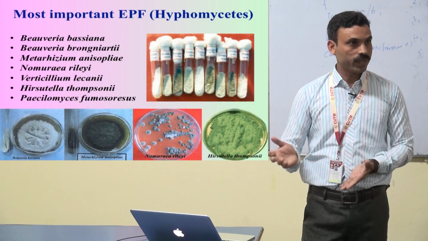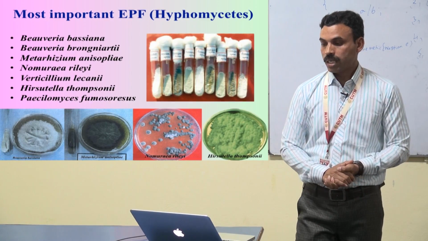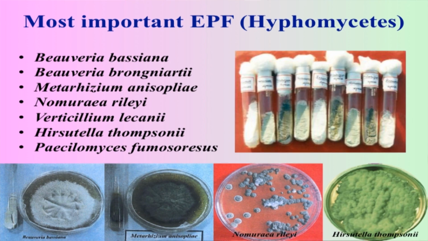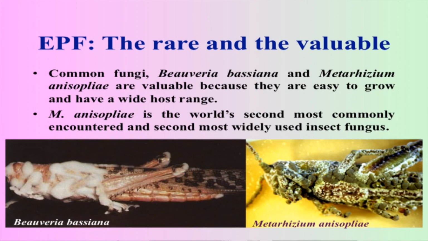Here you can see several entomopathogenic fungi that we have named: Beauveria bassiana, we will talk about this one later, Beauveria brongniartii, Metarhizium anisopliae, Nomuraea rileyi, Verticillium lecanii, Hirsutella thompsonii and Paecilomyces fumosoroseus. Beauveria bassiana is also known as white muscardine fungus because the spores produced are white in color, whereas Metarhizium anisopliae produces green spores, and that's why it is known as the green muscardine fungus.